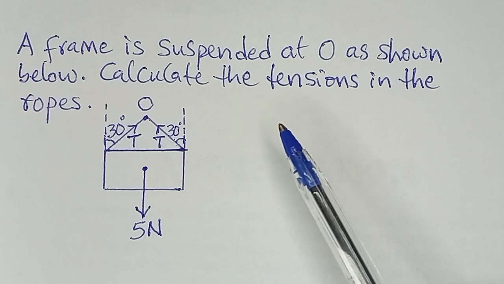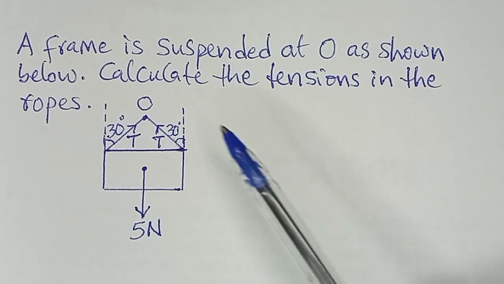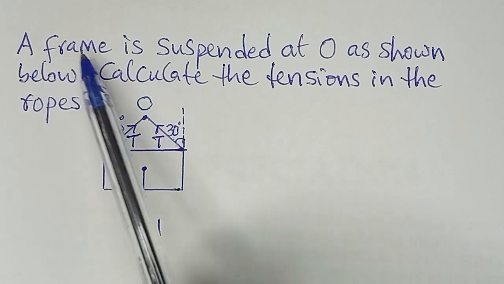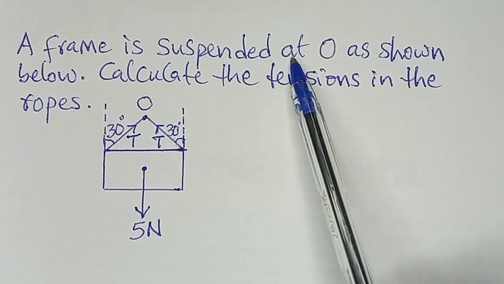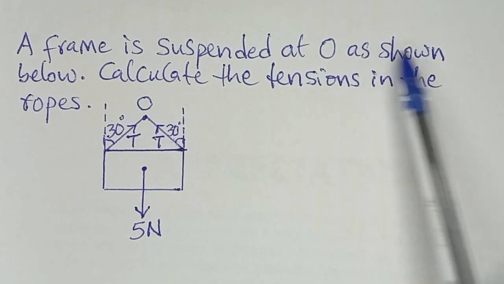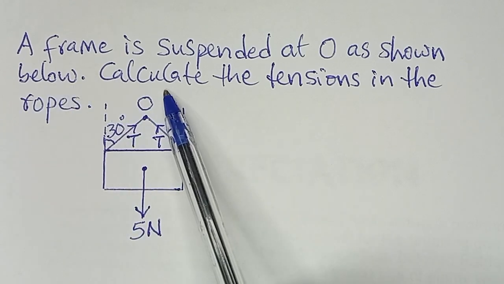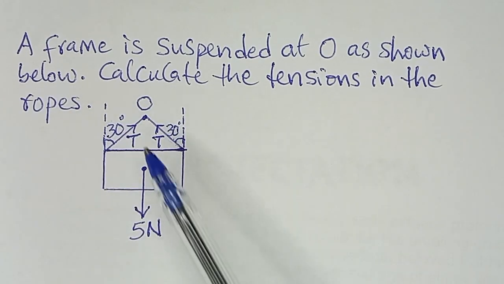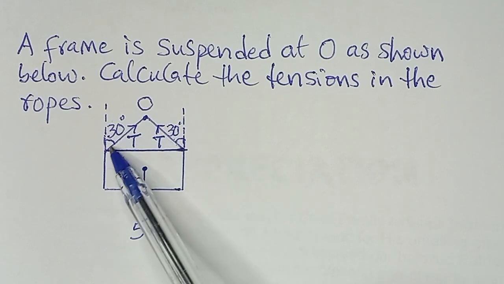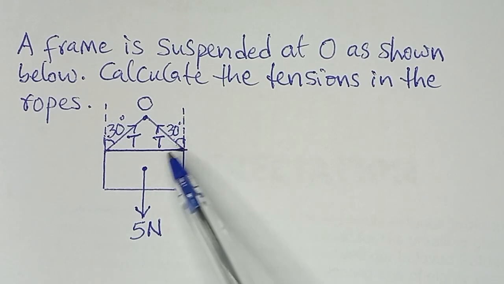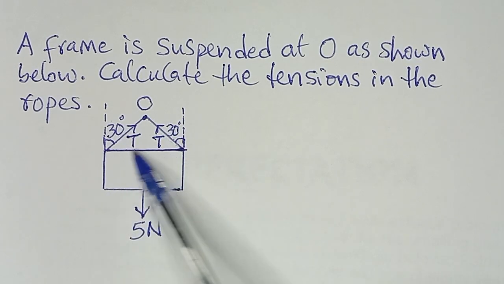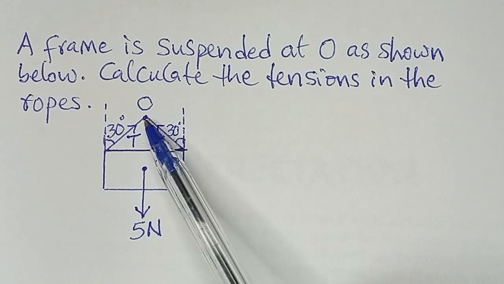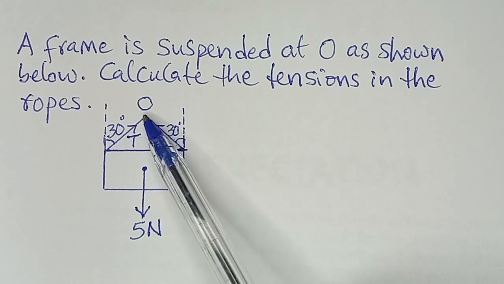Hello, you are welcome. The question here says, a frame is suspended at O as shown below. Calculate the tensions in the ropes. Now we have two ropes here. You can see this rope and this rope tied to this frame. So it's like the frame is hung at a point, probably like a nail on a wall.